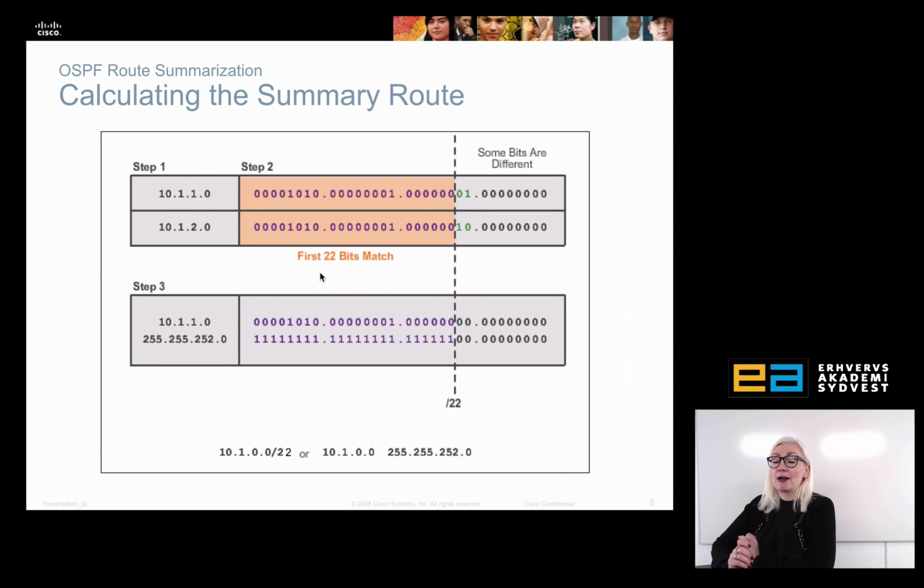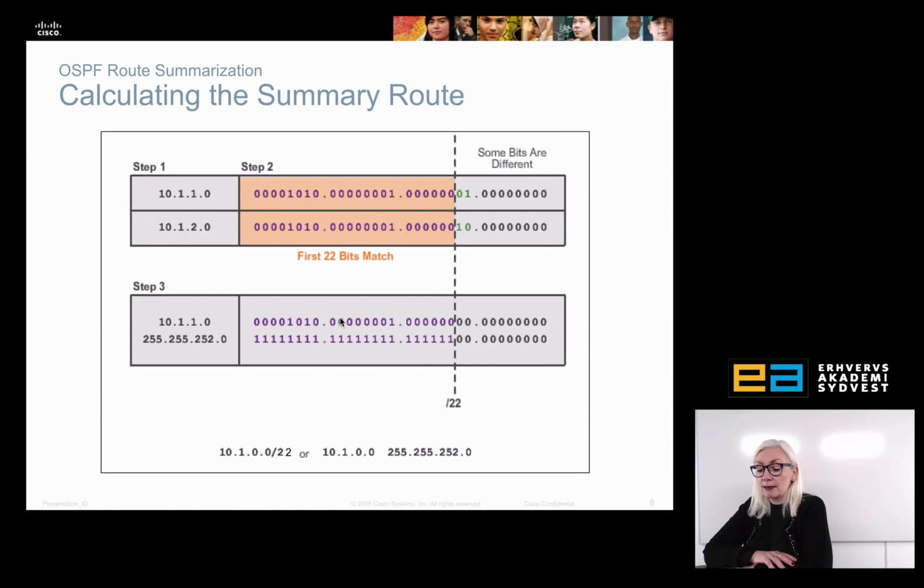And how do we find the network address for these new summarized routes? Well, we just keep the first 22 bits, and then we set the rest of the address to 0. So the host portion of the route will then be set to 0. And then we find out that this is 10.1.0.0.